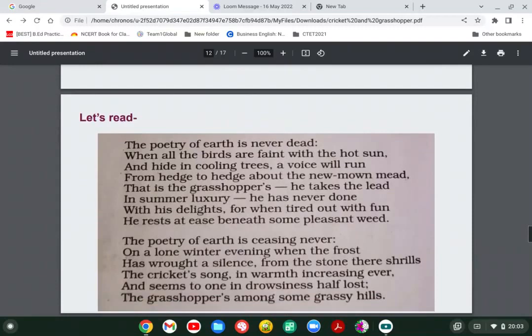The poetry of earth is ceasing never. On a lone winter evening, when the frost has wrought a silence, from the stones there shrills the cricket's song, in warmth increasing ever, and seems to one in drowsiness half lost, the grasshopper's among some grassy hills.